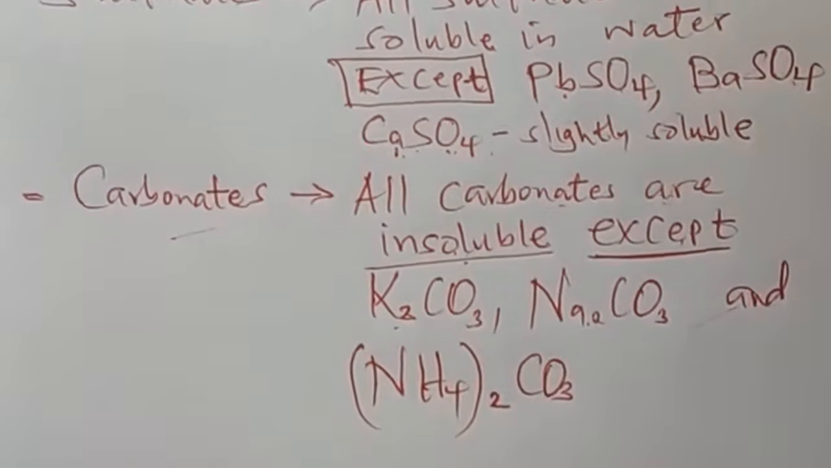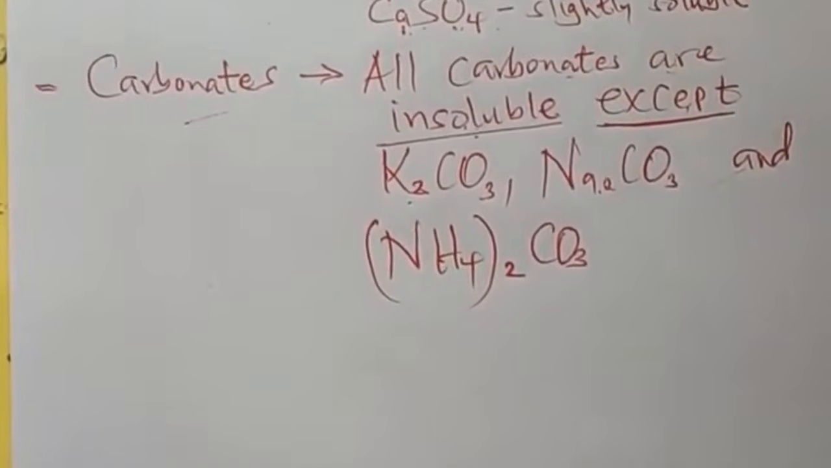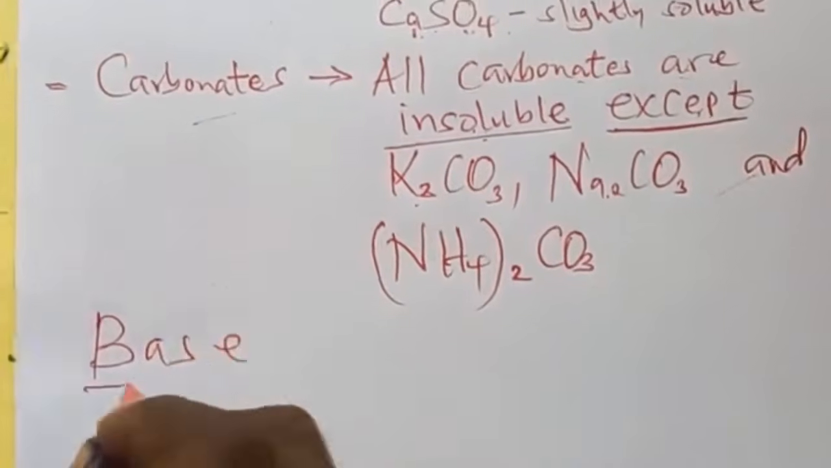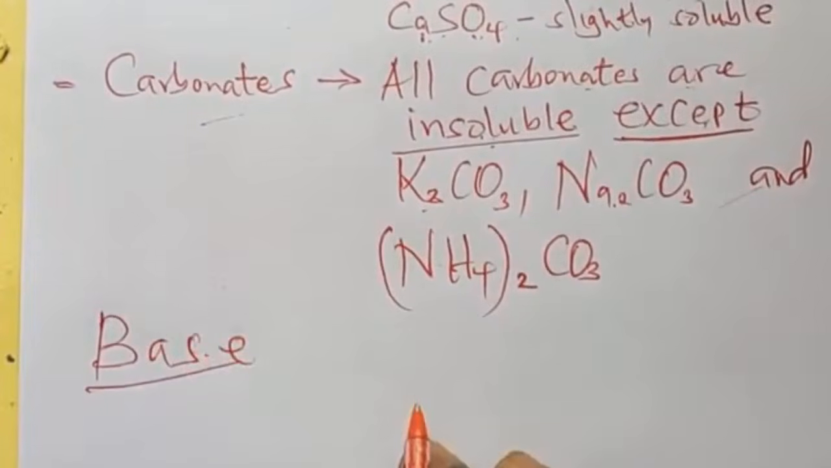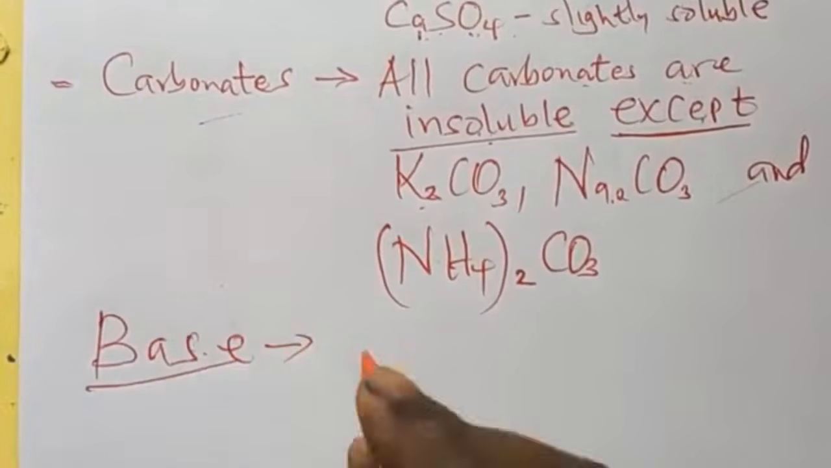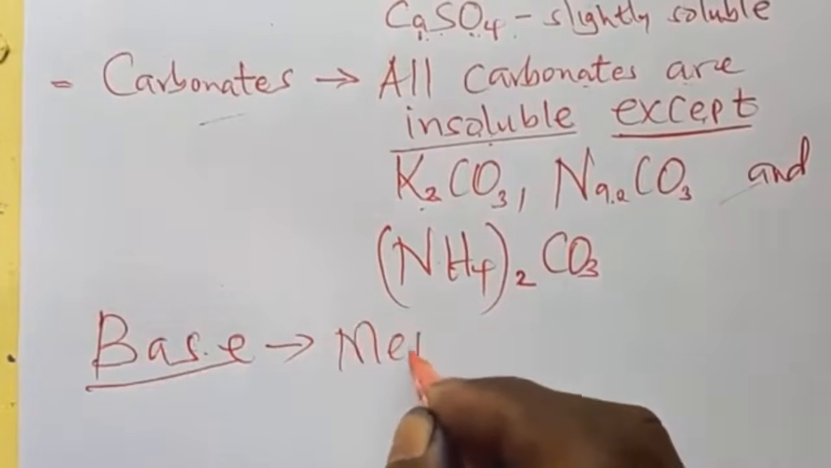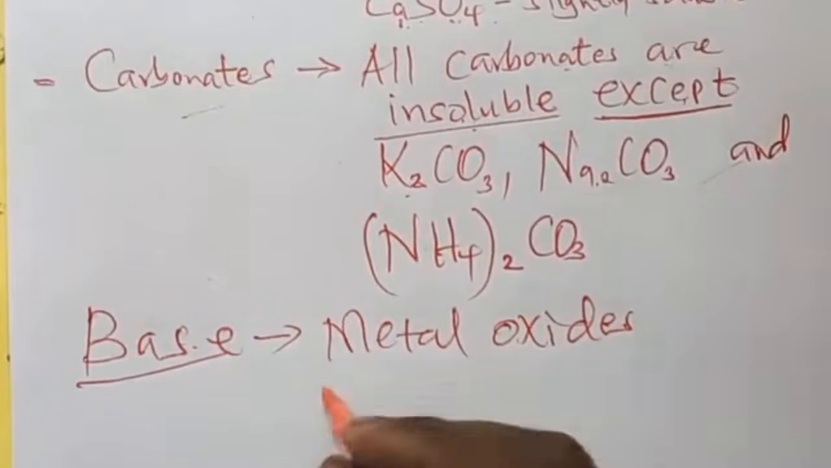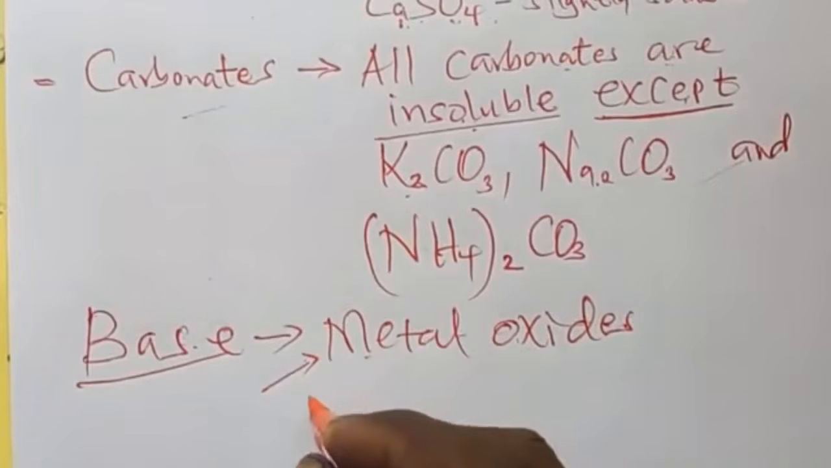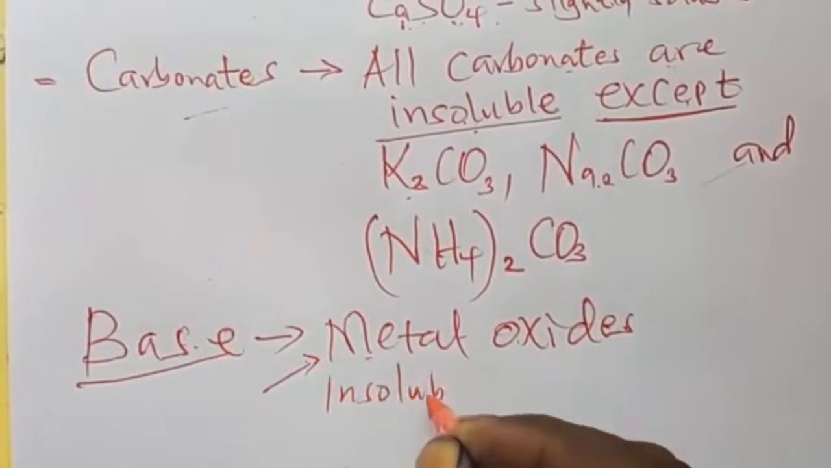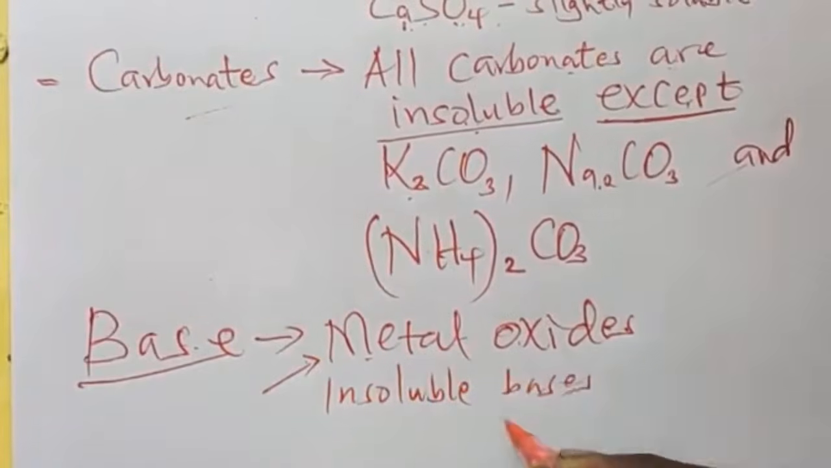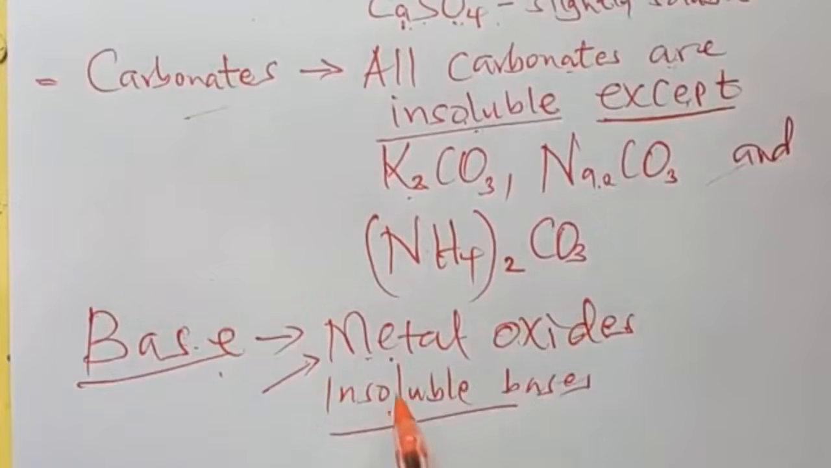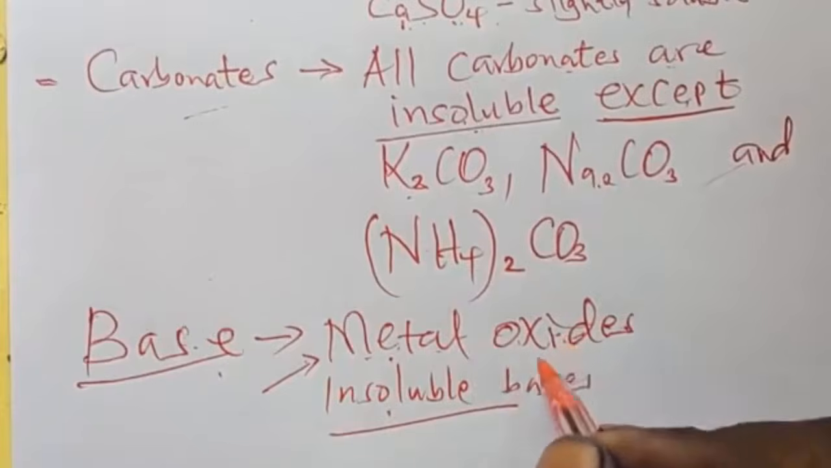Another small thing I want to talk about is the solubility of bases. You need to understand what the bases are. What is a base? When we react a base plus an acid, a neutralization reaction, what are the bases? So metal oxides, or most of the metal oxides, are insoluble bases. So a metal oxide is a base, but most of them are insoluble. They don't dissolve in water to form a solution.